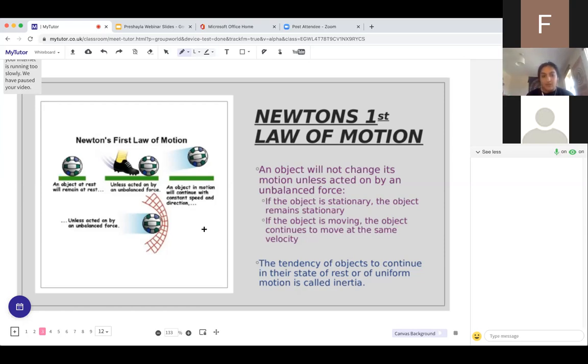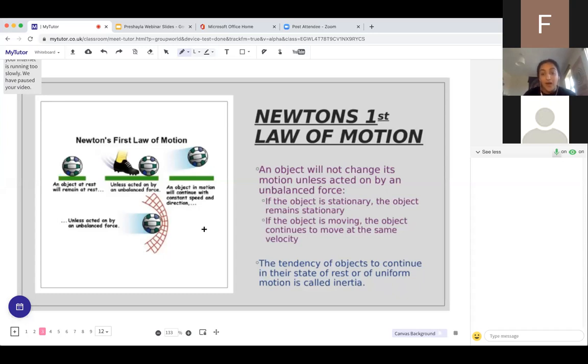So that's the basic definition of the first law of motion. If the object is stationary, the object remains stationary. If the object is moving, the object continues to move at the same velocity, remembering that velocity includes both the speed and the direction. So that's the first law of motion.